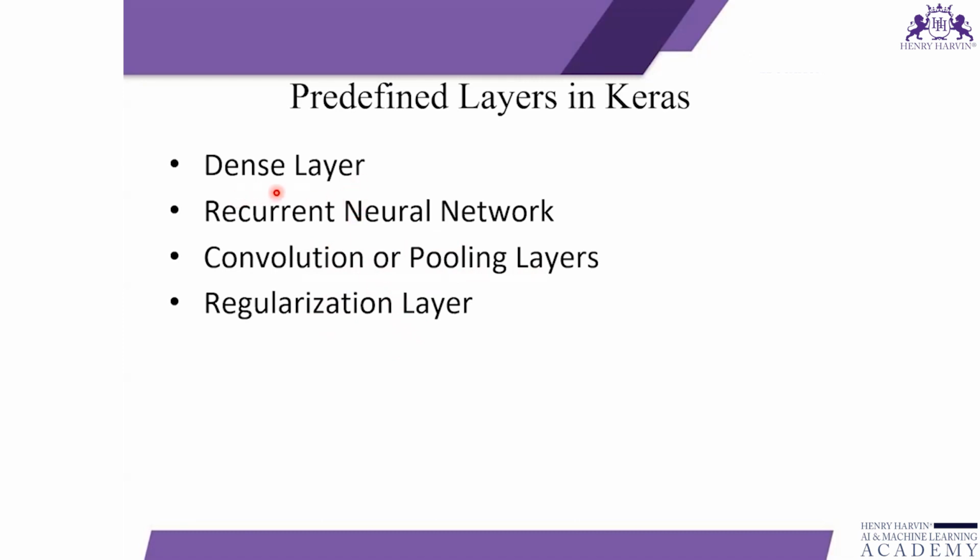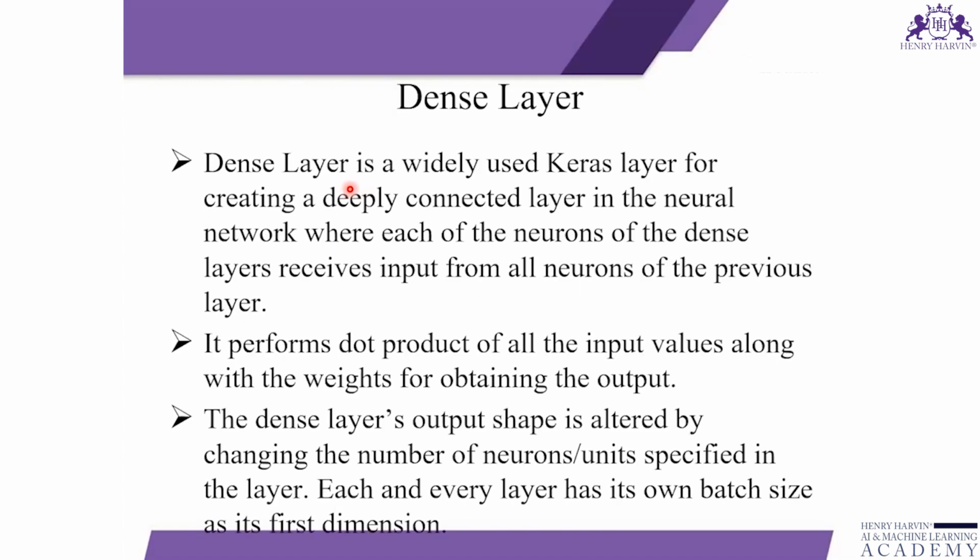So whenever we write an algorithm, we have included this dense layer, right? It is basically to pass inputs, and the most important function of the dense layer is to find the dot product. So the dense layer is really an important layer. And the next one is the recurrent neural network, the third one is convolution or pooling layers, and the fourth one is the regularization layer, right? So now let us look into the dense layer first.